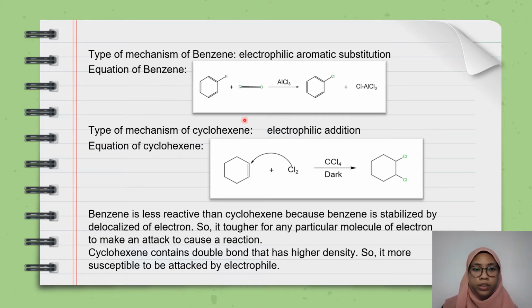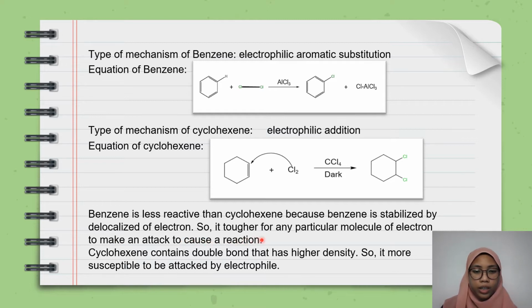For the equation of benzene, as you can see here, one of the chlorine will substitute the hydrogen here with the presence of aluminum chloride to form chlorobenzene and the byproduct, HCl. For the cyclohexane, the double bond will break and the chlorine will attach at the carbon here with the carbon tetrachloride in the dark to form 1,2-dichlorocyclohexane. Benzene is less reactive than cyclohexane because benzene is stabilized by the delocalization of electrons.